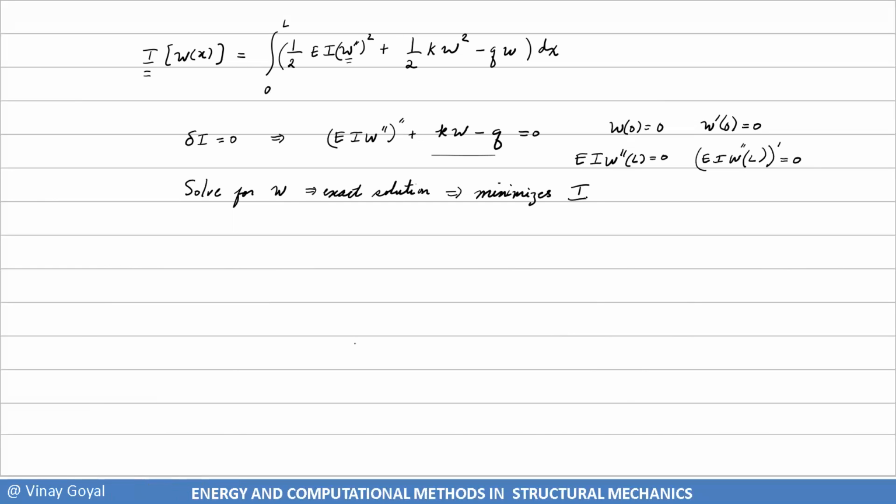But I don't want to solve for the exact solution. That's too much work. So let's instead approximate the solution with W tilde x. And so W tilde x now is made up of a polynomial that I know plus the summation, i equals 1 to n, Ci phi i of x, say. And these C's are the only ones that I do not know.